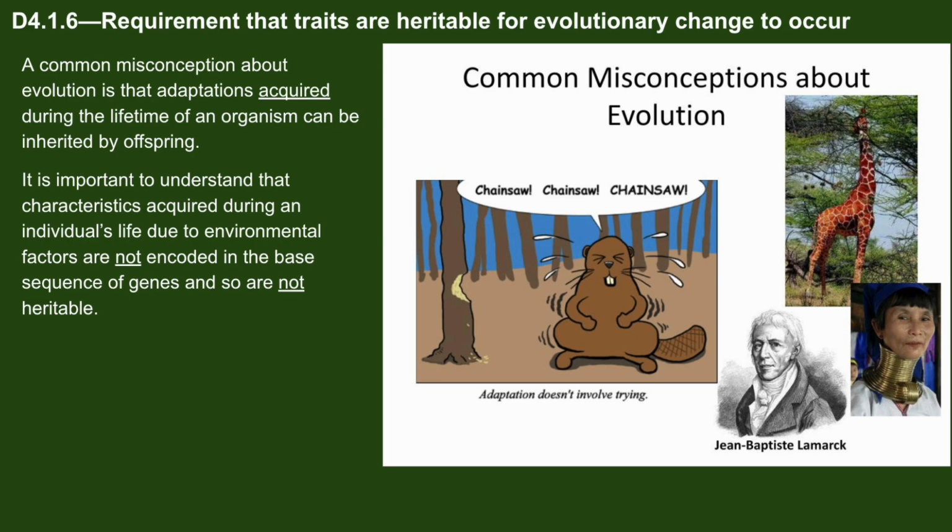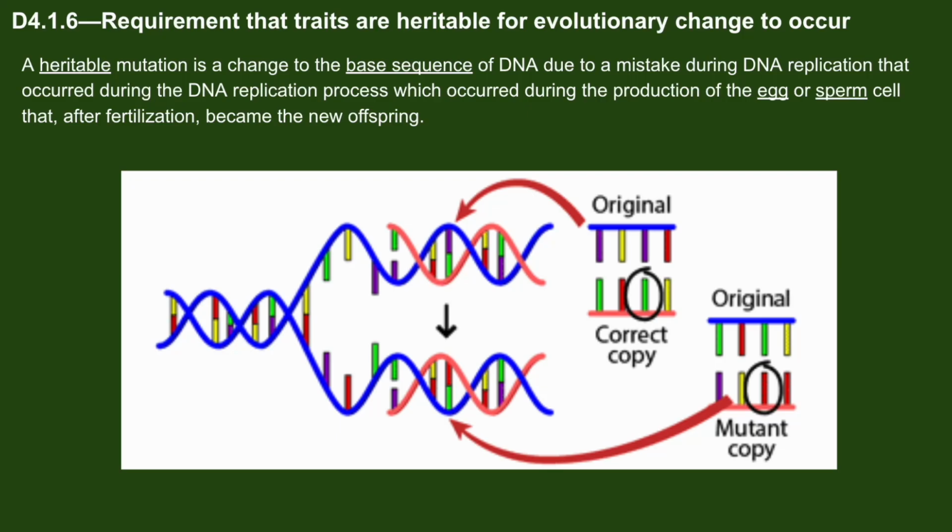Common misconceptions, again, is that acquired characteristics can be inherited by offspring. That is not the case. A heritable mutation is a change to the base sequence of DNA due to a mistake during DNA replication, and this has to have occurred during the production of eggs or sperm cells in order for it to be passed on to offspring.